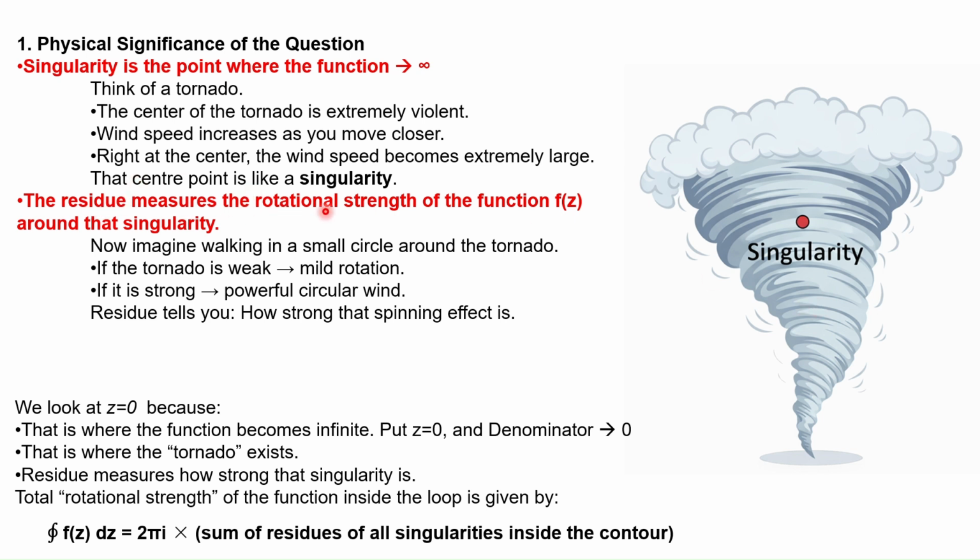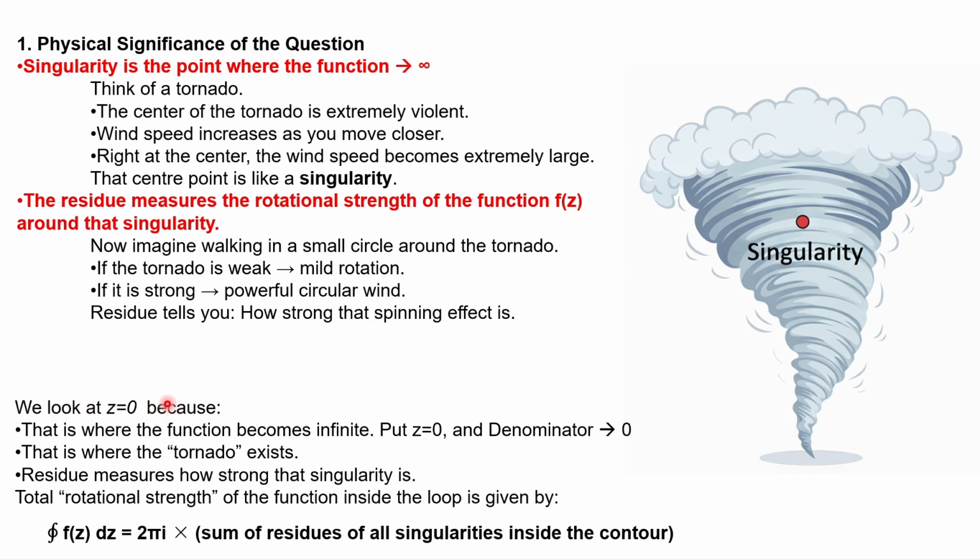Likewise, the residue measures the rotational strength of this function around the singularity point. So now imagine as you come closer and closer to the tornado and you walk in small circles. If the tornado is weak, the rotational strength is low. And if the tornado is quite strong, the rotational power is too high. And that's exactly what residue tells you. So it defines how strong the spinning effect is.